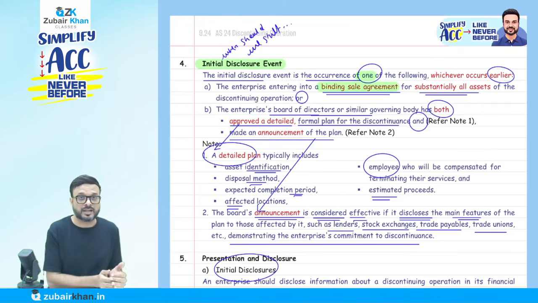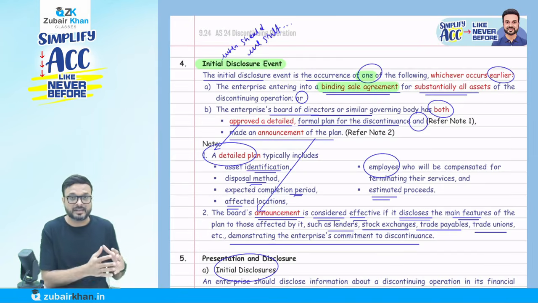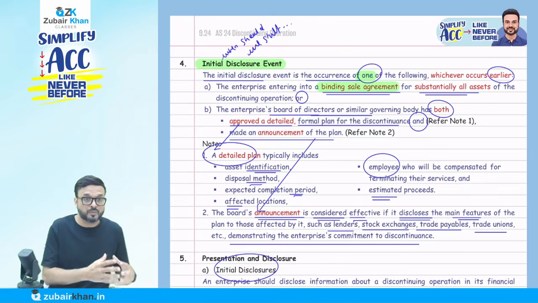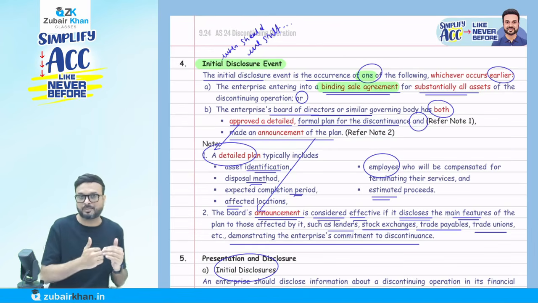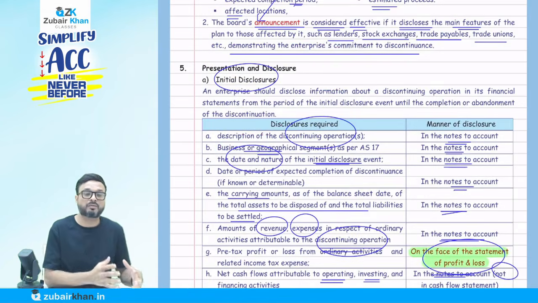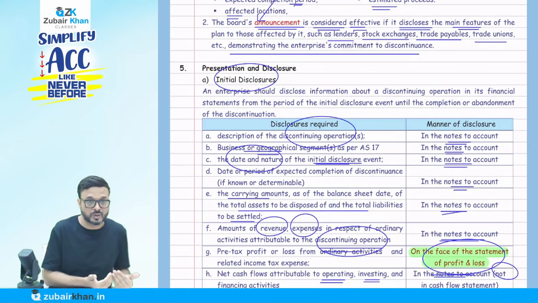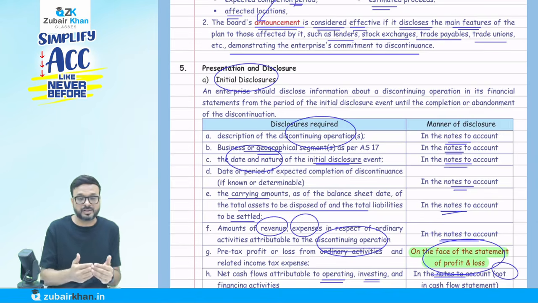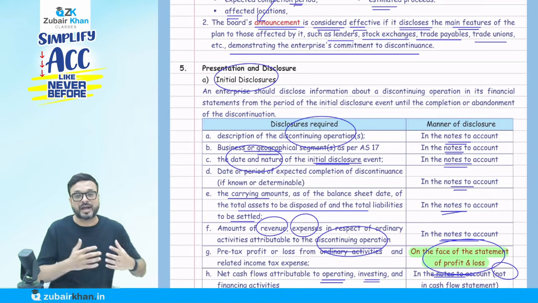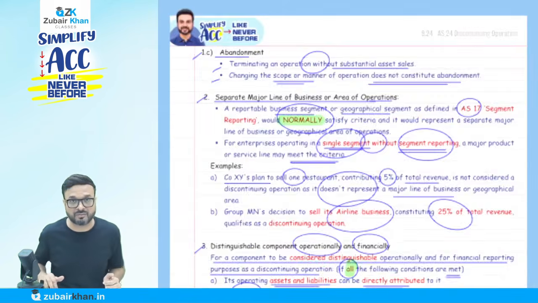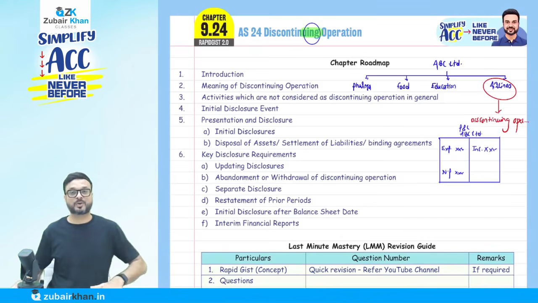The initial disclosure event happens when there is a binding sale agreement, or even without one, when we approve a detailed plan by the board of directors and have made an announcement to those who will be affected by the discontinuation. As for what to disclose, remember two things: whatever profit or loss we have from the discontinuing operation, we have to disclose separately in the P&L account, and if certain assets have been sold or liabilities settled for that operation, we must mention separately in the P&L account how much profit or loss arose from that operation. That is all about accounting standard 24.